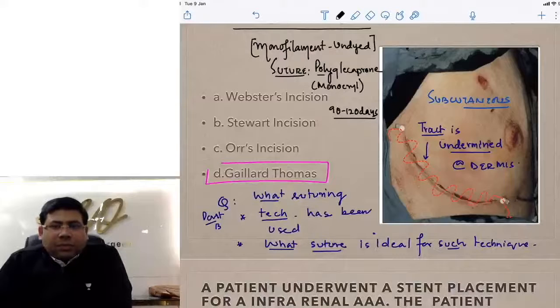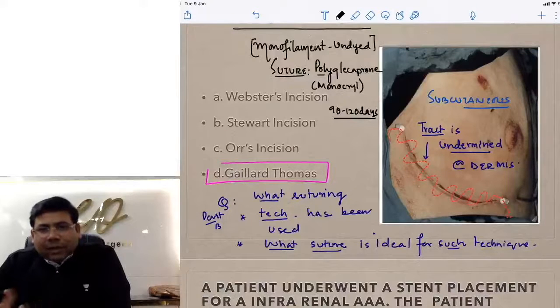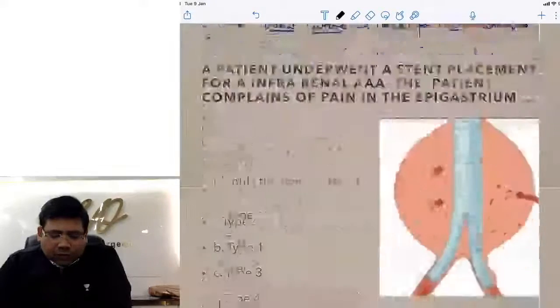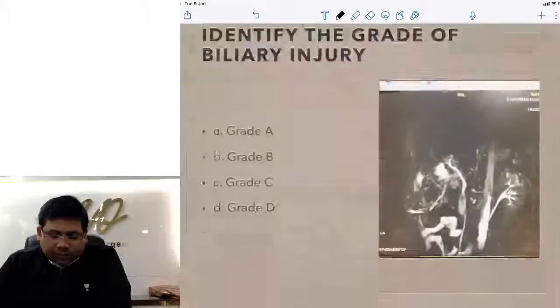Where do we use this subcutaneous technique? Where cosmesis is of paramount importance. What are the sites? Like thyroid, like breast, like Pfannenstiel incision that we classically make for LSCS or other genitourinary surgeries. Is that clear or no? So let us move to the next question.